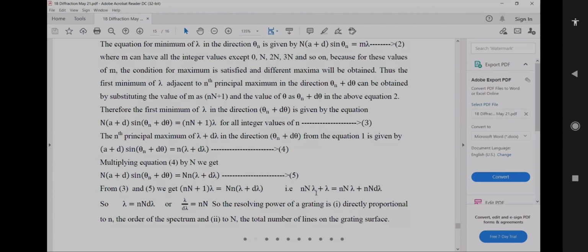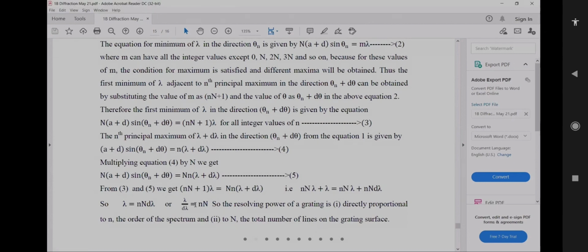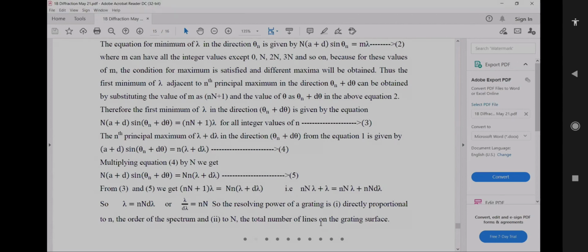So from this equation, the resolving power of a grating is directly proportional to the order of diffraction, that is small n, which is the order of the spectrum, and second, directly proportional to capital N, that means the total number of lines on the grating surface. So the resolving power is proportional to the order of the spectrum n, the so-called order of diffraction, and capital N, the number of lines on the grating surface.